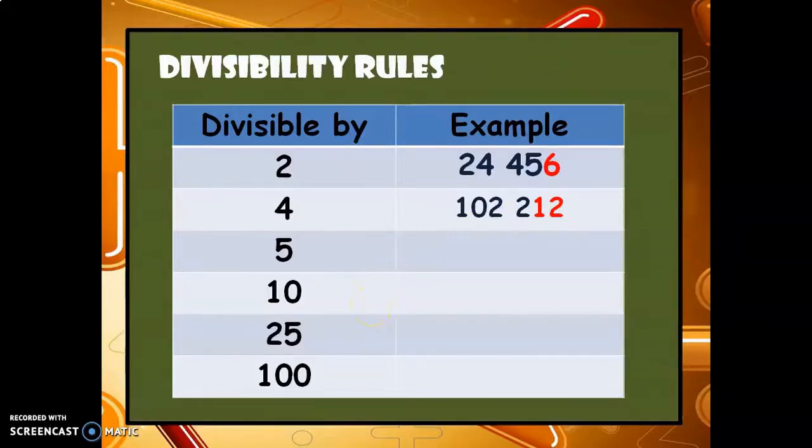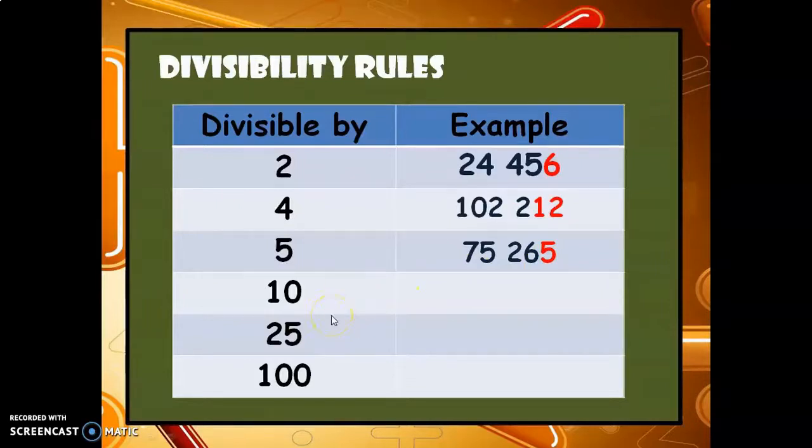What about a number divisible by 5? A number is divisible by 5 if the last digit is either 0 or 5. For example, 75,265. This number is divisible by 5 because the last digit is 5. That is how to test if a number is divisible by 5.